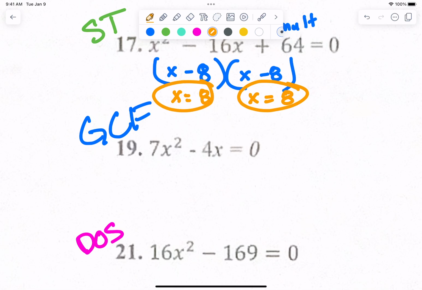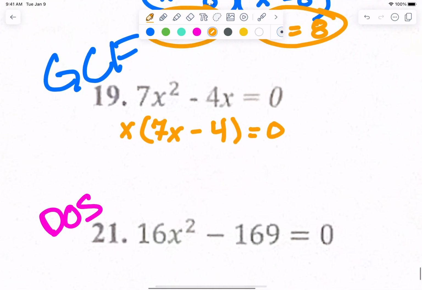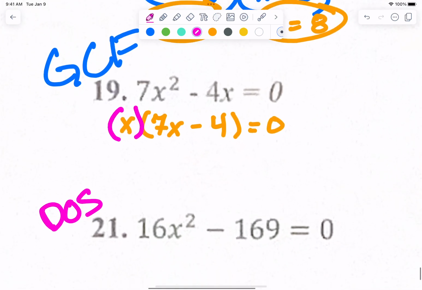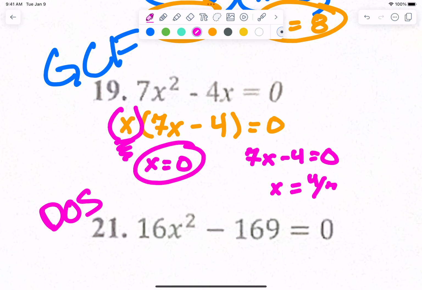Number 19. How do we do the GCF? You take out something. What should we take out? X. If we take x out, we're left with 7x minus 4. I set x equal to 0, and I set 7x minus 4 equal to 0. So x equals 0 and 4 over 7. There it is.